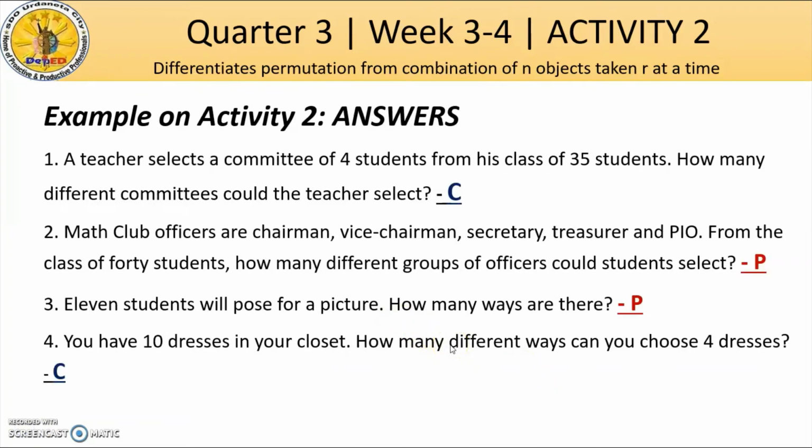So the answers on Activity 2. We have number 1, a combination, because the 4 selected students form the same committee and they are all members, there is no ranking or hierarchy between their positions. Number 2, it is a permutation because the officers are ranked from chairman up to the PIO, which means their order is important. And number 3, it is also a permutation because one arrangement for a post will count as one permutation. And number 4, it is a combination.